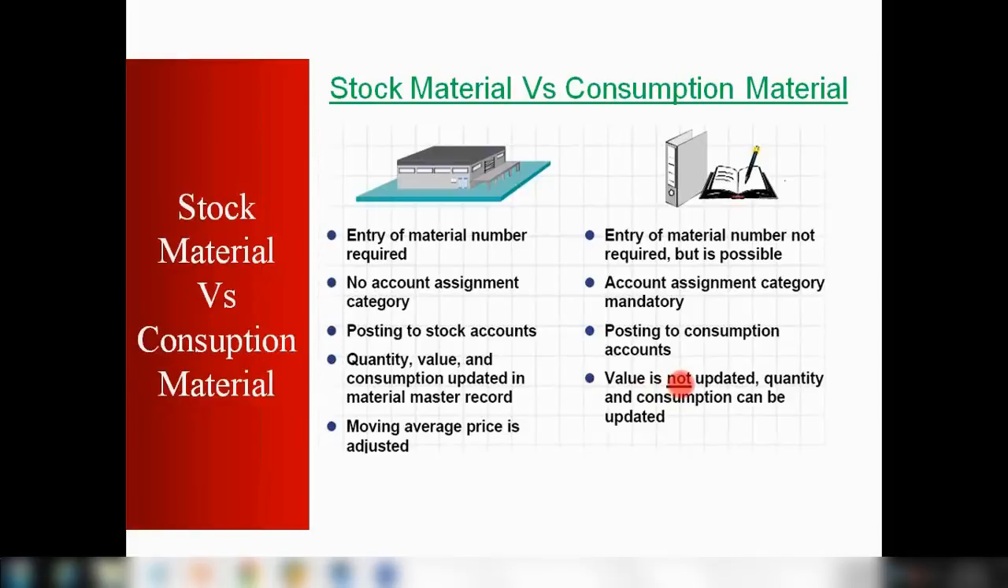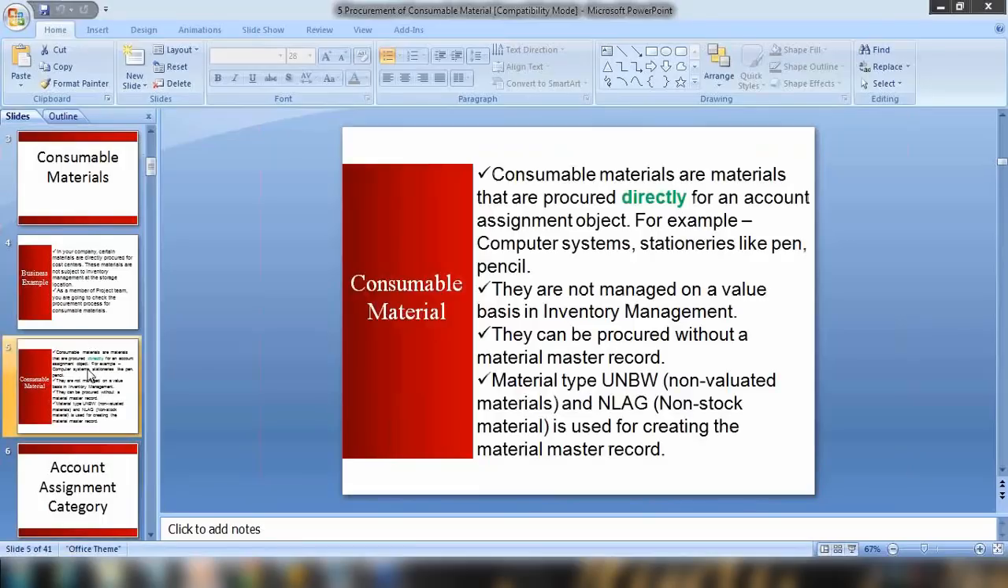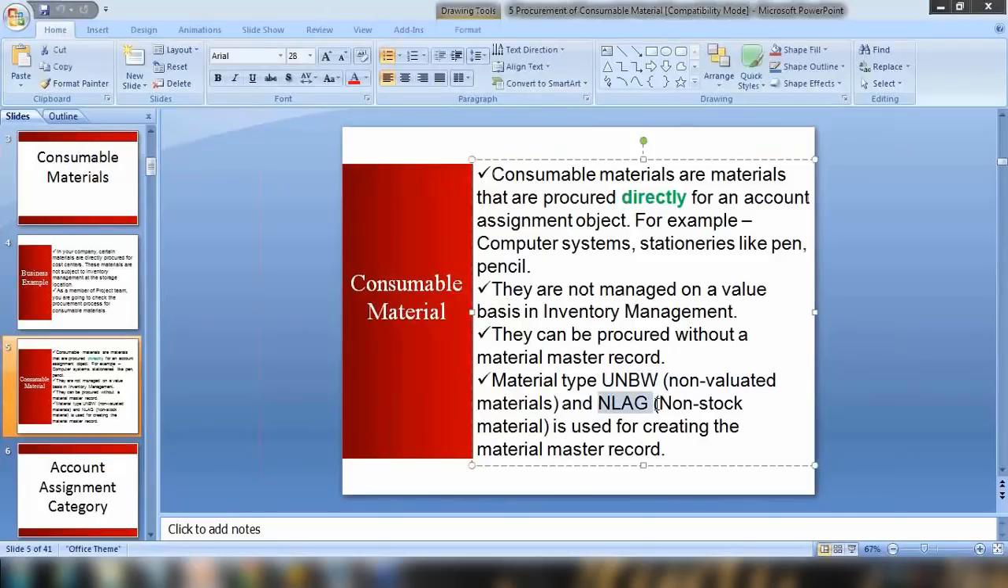If you want to maintain the quantity and consumption, then you need to maintain them as either this one or that one. If you maintain it as this NLAG material master record, that means non-stock, we're not maintaining the stock, however the values can be updated. When you use this one, that means no stock, no value. This one, no stock, but yes for valuation. Sorry, for this one you can maintain value as well, and for this one you can maintain no value, and for this one you can maintain no stock.